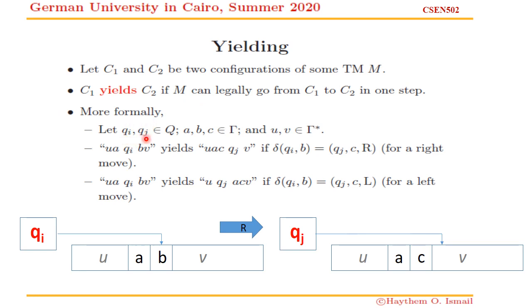Suppose that Qi and Qj are two states, A, B, and C are tape symbols that can appear on the tape, not necessarily in the input, but they can appear on the tape, and U and V are two tape strings. Then we have basically two cases. The case where M would change from C1 to C2 by making a transition in which the head will move to the right, and the other case in which we'll change the configuration from C1 to C2 by making a transition where the head will move to the left.